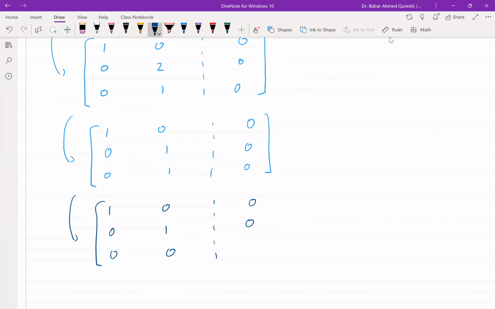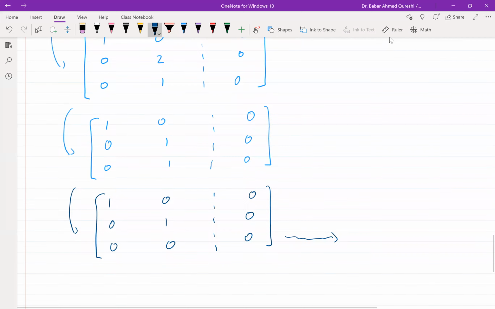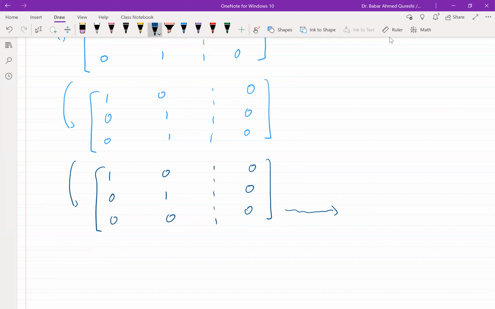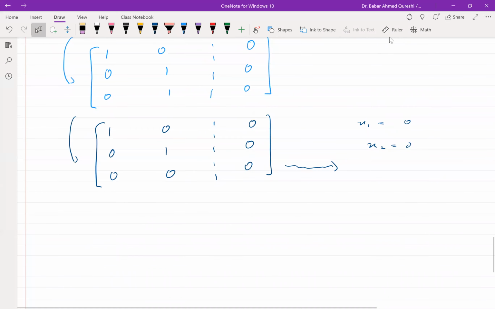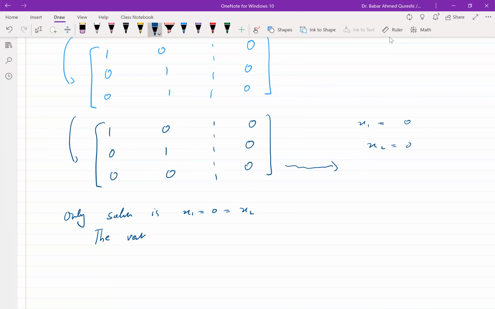So this is an indication that I had three rows over here. I was living in three dimensions. I had three rows over here, two unknowns. But the last line is a zero line. And I have these telling me that x2 is zero and x1 is zero. So that means the only solution is this, and hence the vectors are linearly independent.